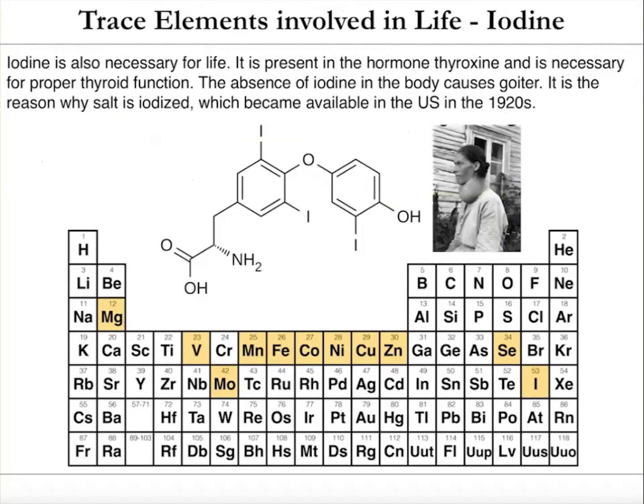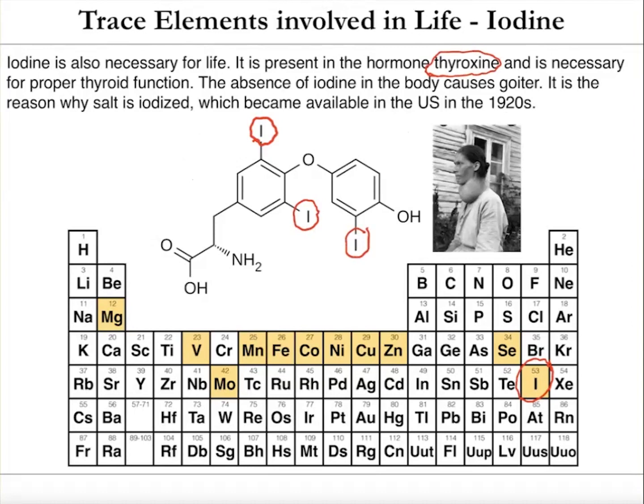Another really important trace element is iodine. It's actually the largest element that is required for living systems. It's important because it's bound covalently to this molecule right here to form what's called thyroxine. This is a hormone that's really important to thyroid function. Your thyroid gland is an endocrine gland located in your neck.